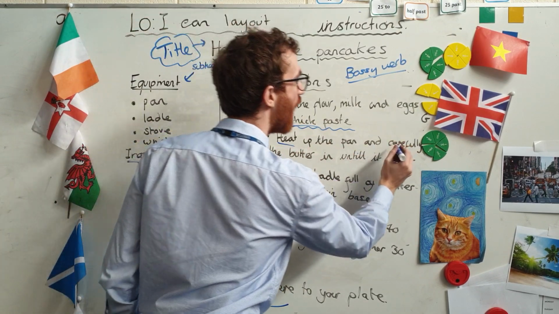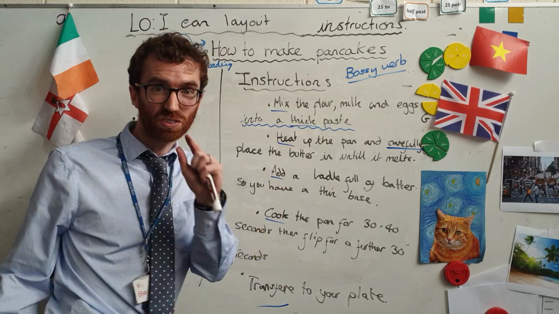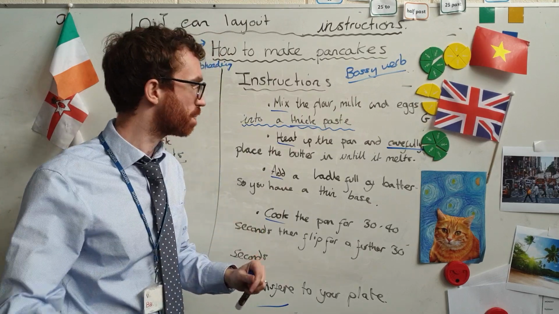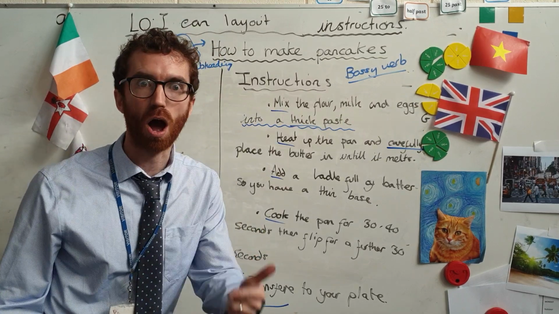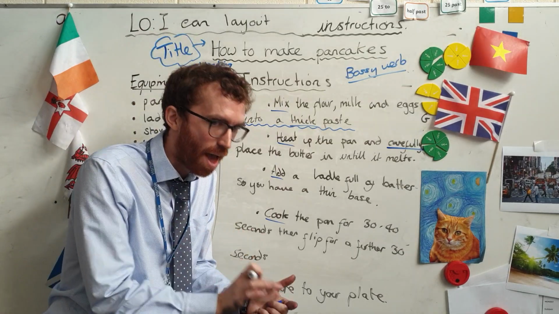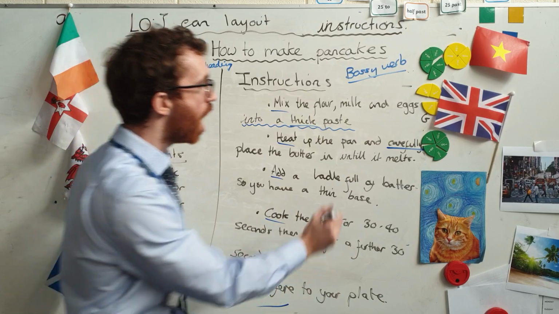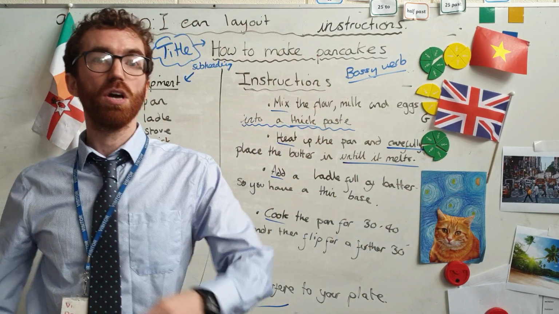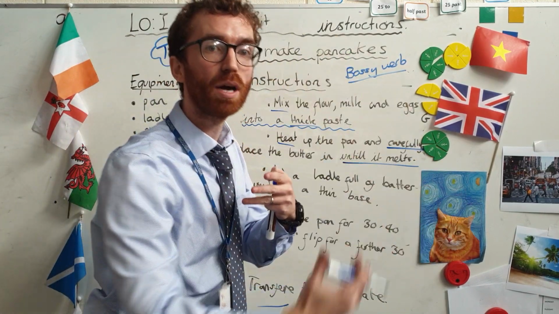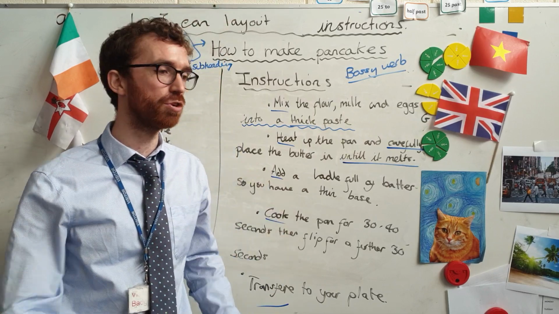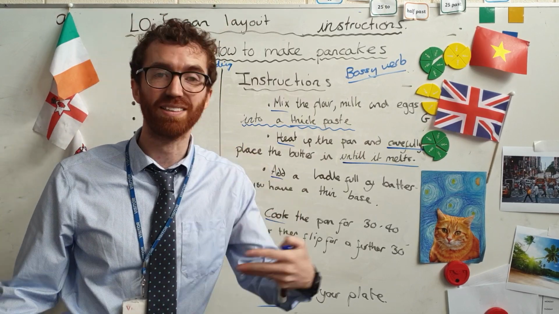Heat up the pan and carefully, really good, I want to see this, adverbs. You're not just placing the butter, it's a hot pan. How should you do it? Carefully place the hot butter in. So heat up the pan and carefully place the butter in until it melts. Again, I'm extending my sentence to tell you a little bit more. You don't just pop it in and off you go. You need to wait until it melts.